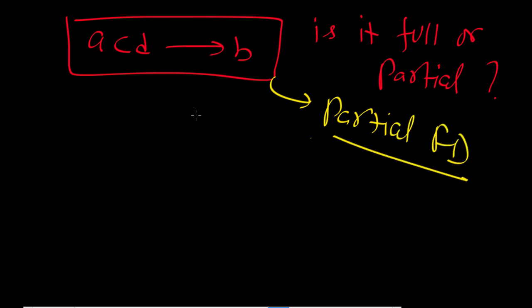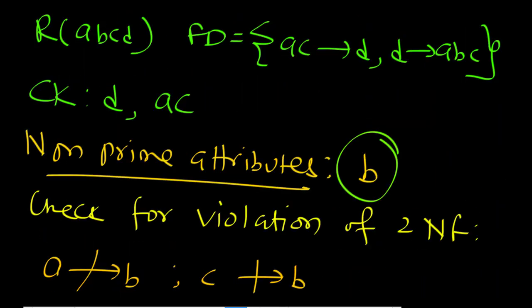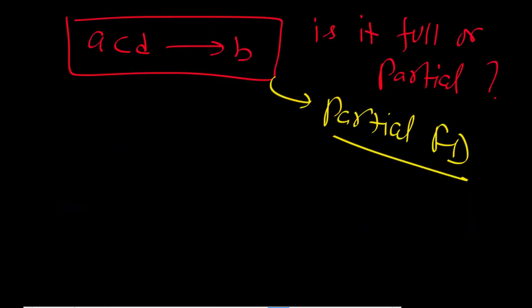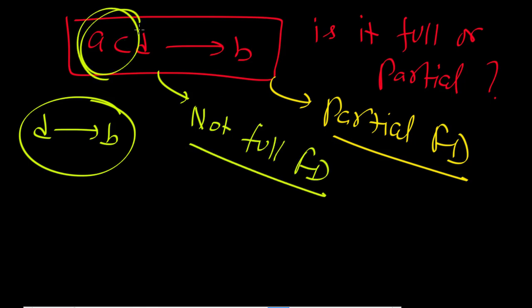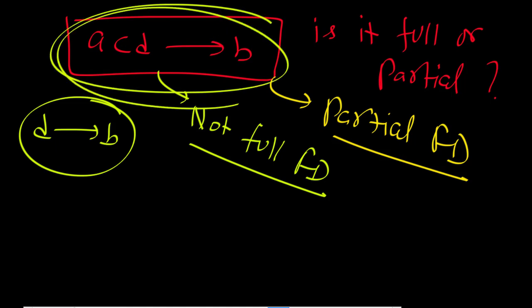This is a partial functional dependency because here ACD determines B. This is a partial dependency because we don't need AC. D can determine B. That is the reason this is not a full functional dependency: you don't need AC.